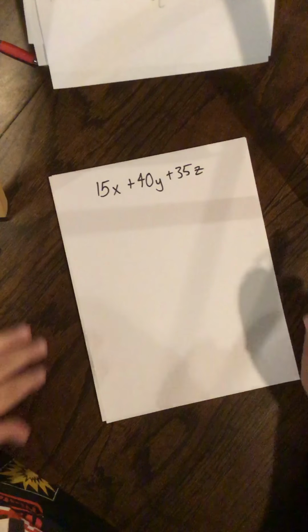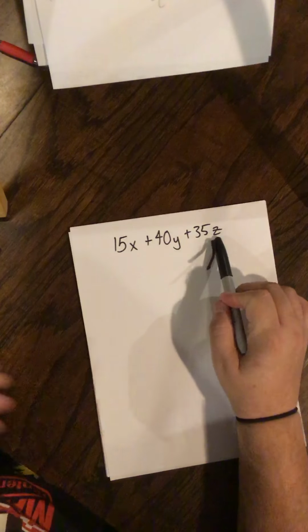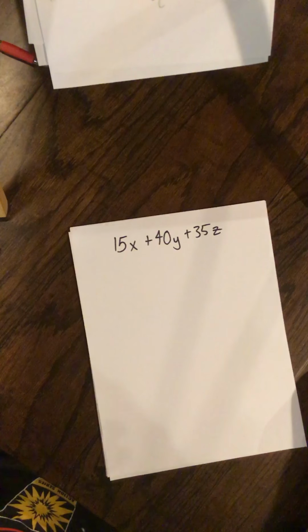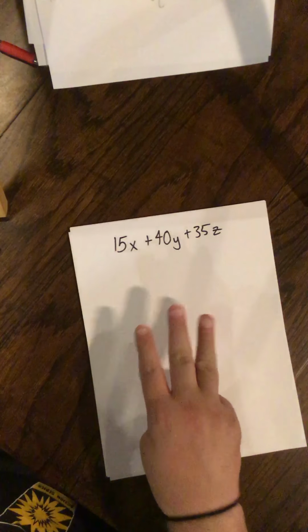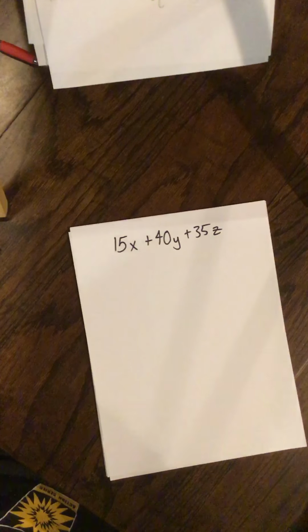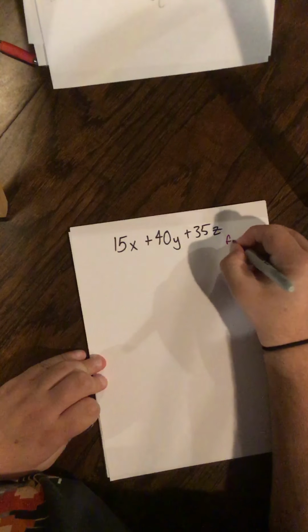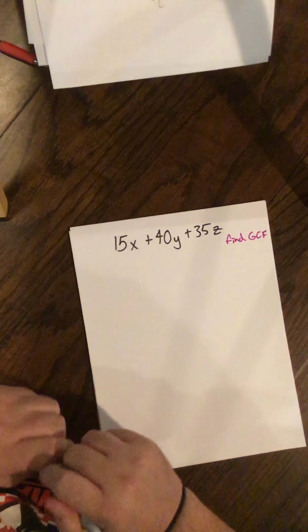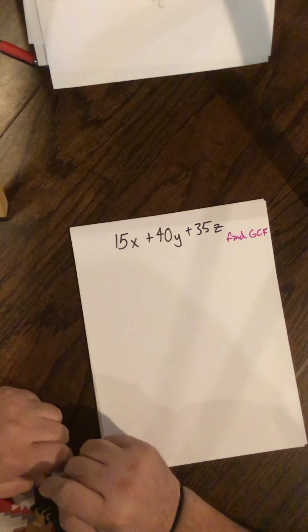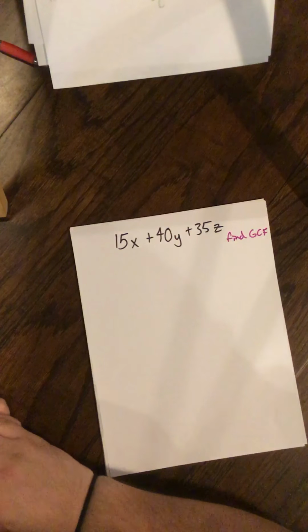Now, we've done a lot of work with 2-term expressions. So let's take a look at something that has 3 terms. Don't freak out. It's the same exact process, except this time we have 3 things that we want to find the GCF for. So let's find the GCF for this. What is the biggest number that I can divide out of 15 and 40 and 35? Biggest number.